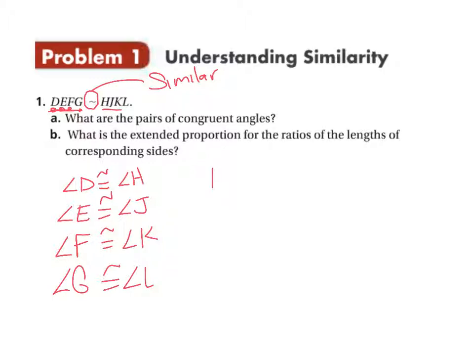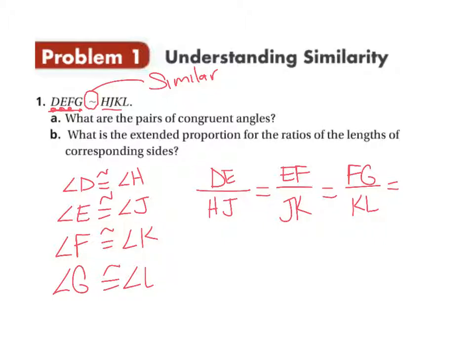So if I look at the first one, I'm going to go DE. Those are the first two. They have to correspond to the first two in the next one, HJ. And then I'd say that that ratio has to hold true all the way around the figure. So then I would go to the second and third. So that's EF would correspond to JK, which would be equal to, can you finish it? FG to KL, which equals, then I'm back to the last letter with the first letter, GD to LH. That would be the extended ratio for the sides of these polygons.